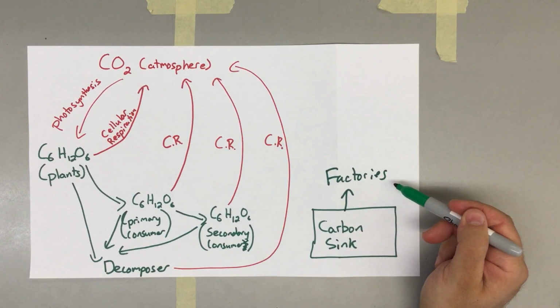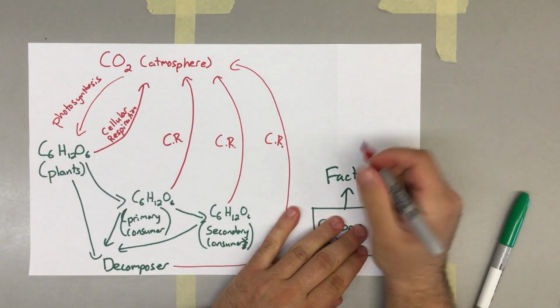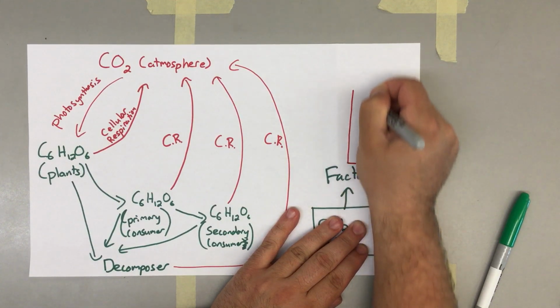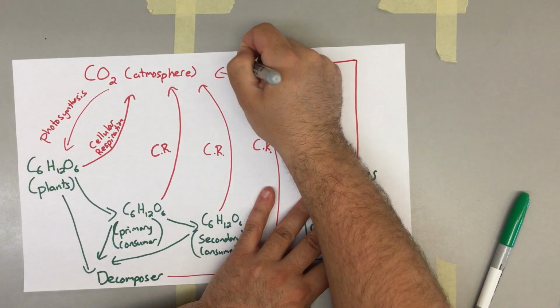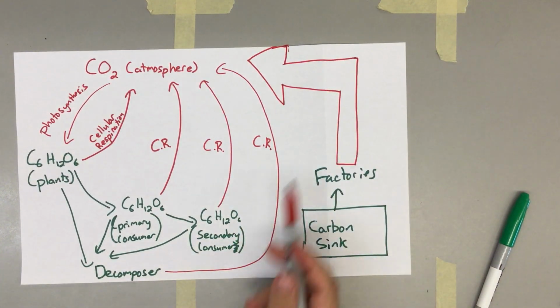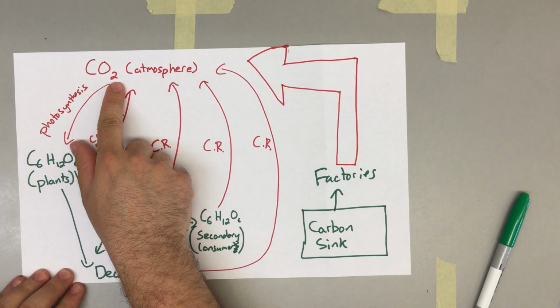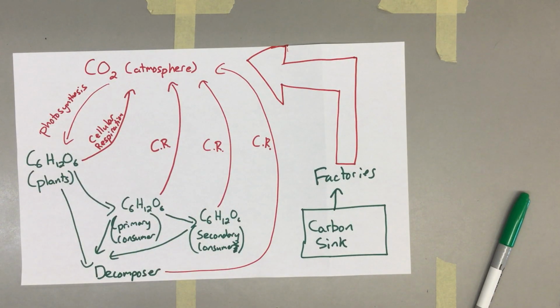Did I spell factories right? Probably not, but that's okay. Now what these factories are doing is they are releasing all of this carbon, which was in a carbon sink, and it is going back into our atmosphere. Ooh, there's a drawing on the table. And it's coming back into our atmosphere, and it's disrupting our cycle. So now we have more CO2 being added to the atmosphere than we can take out through photosynthesis.